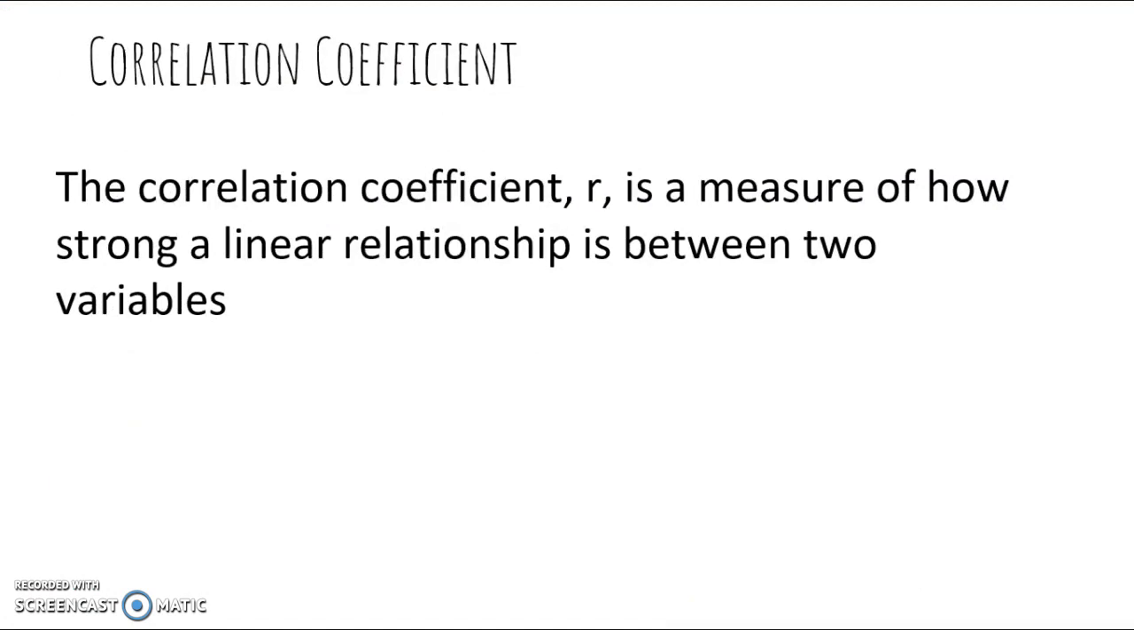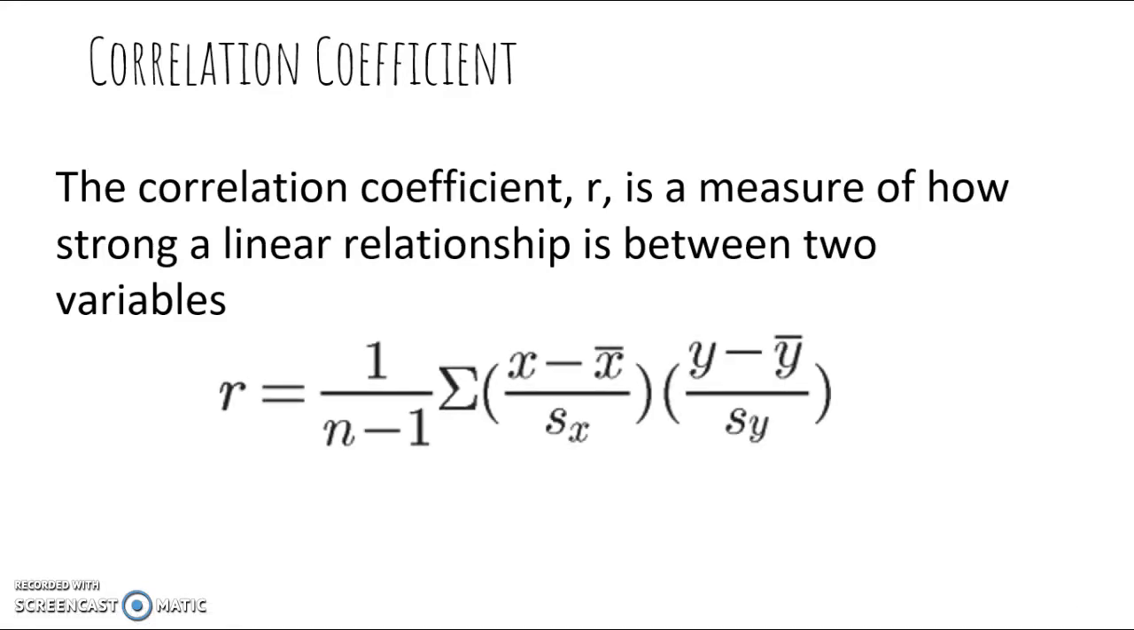Now, we have something called the correlation coefficient. It is represented by the letter r, a lowercase r, and it's a measure of how strong of a linear relationship there is between the two variables. Now, it has this beautiful, beautiful, long-looking formula, which is 1 over n minus 1, where n is the number of points you have, times the sum of each x minus the mean over the sample standard deviation times the y minus the mean of y over the sample standard deviation of y. Oh, it would take us a while to do this, so thankfully our calculator will do this for us.